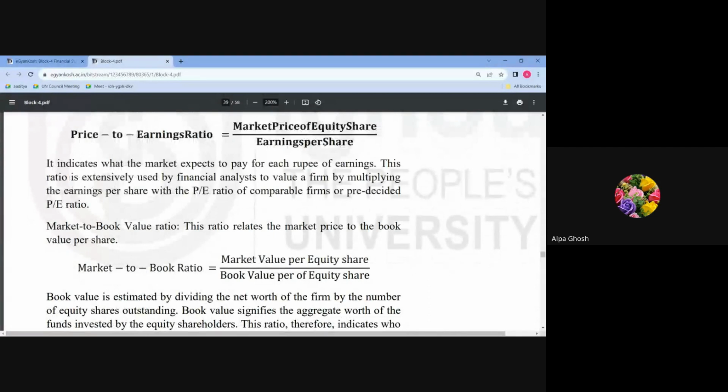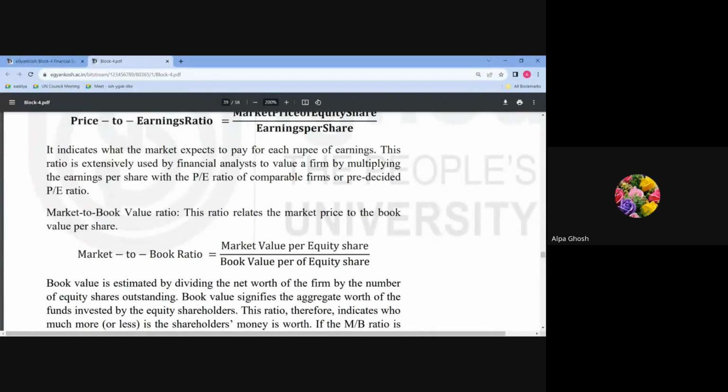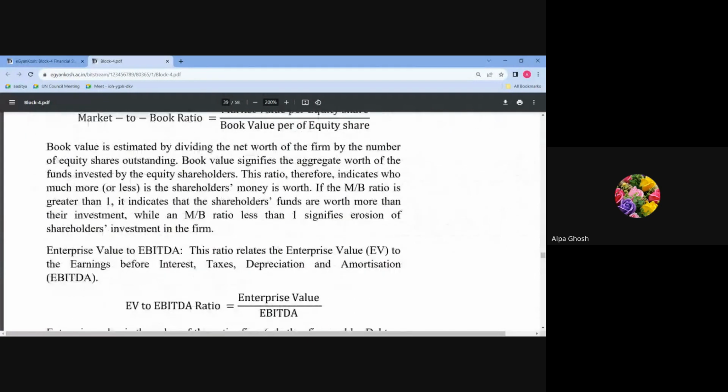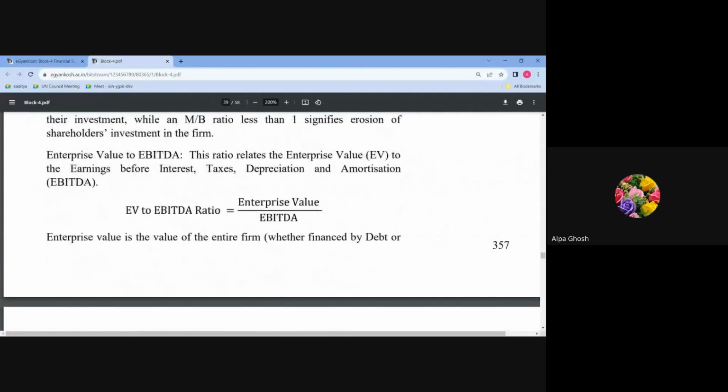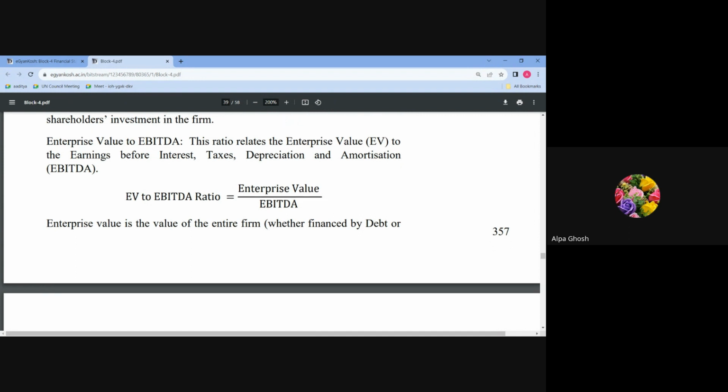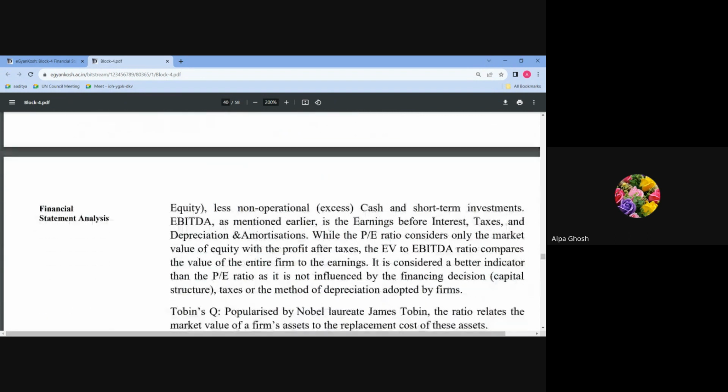And if you want to know the book value ratio, then it will be market value per equity share divided by book value per equity share. If you want to know the enterprise value, the value of the company, then we take the earnings before interest, tax, depreciation, and amortization, and then enterprise value is divided by EBITDA.